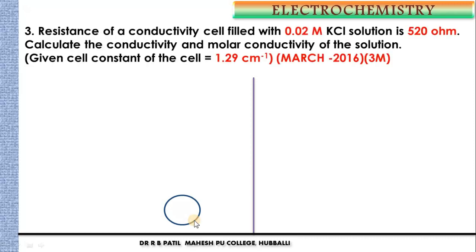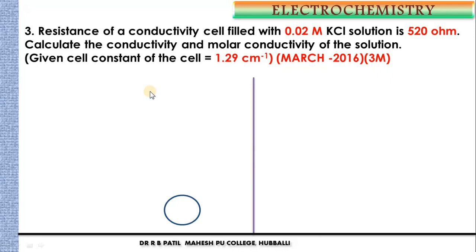Now let us move to the next question. Resistance of a conductivity cell filled with 0.02 molar KCl solution is 520 ohm. Calculate conductivity. So we have to calculate K. Calculate molar conductivity. We have to calculate lambda m. For that they have given cell constant value 1.29 centimeter inverse, and it is a question from the previous year question paper of March 2016.